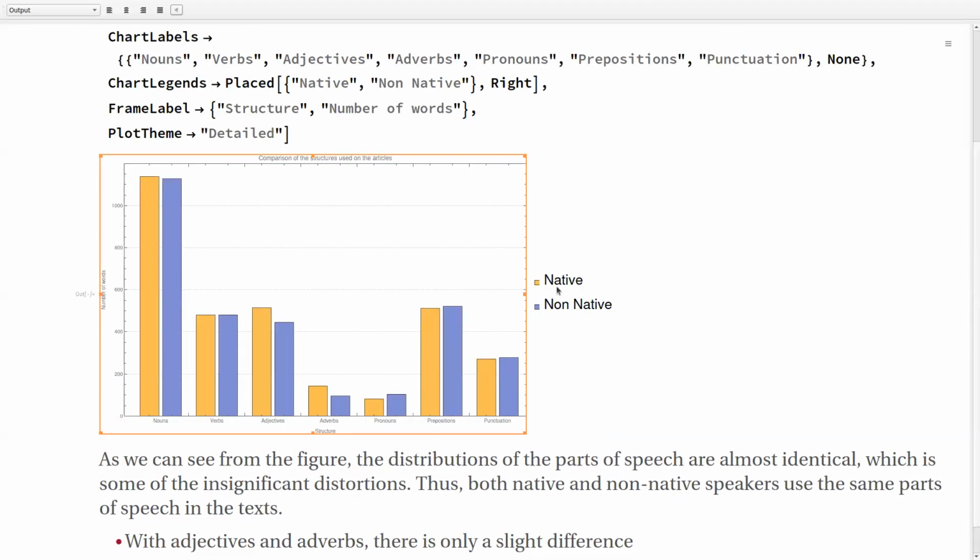Here, the natives are in yellow and non-natives are in blue. On the x-axis is the structure, and on the y-axis is the number of words. So we can see that natives use more adjectives and more adverbs than non-natives, and non-natives use more pronouns and slightly more prepositions, but just a thin difference.